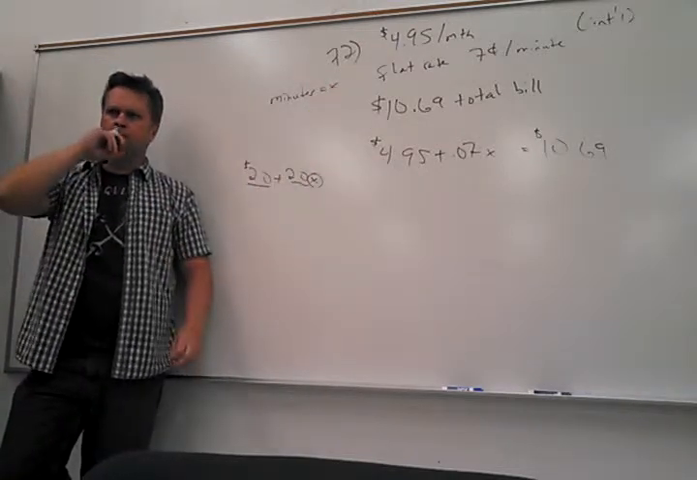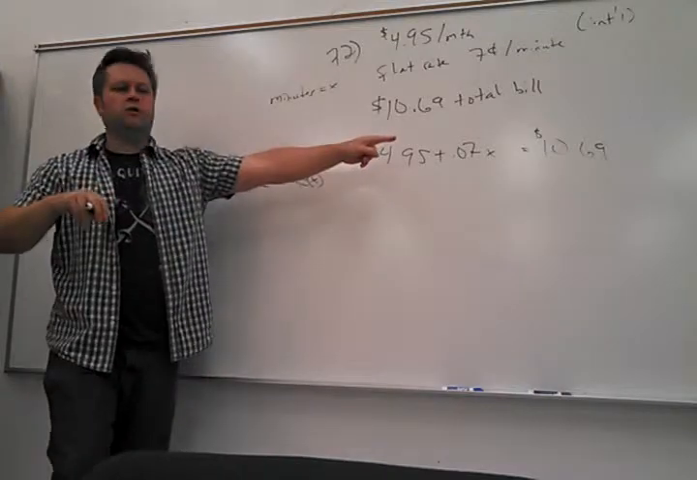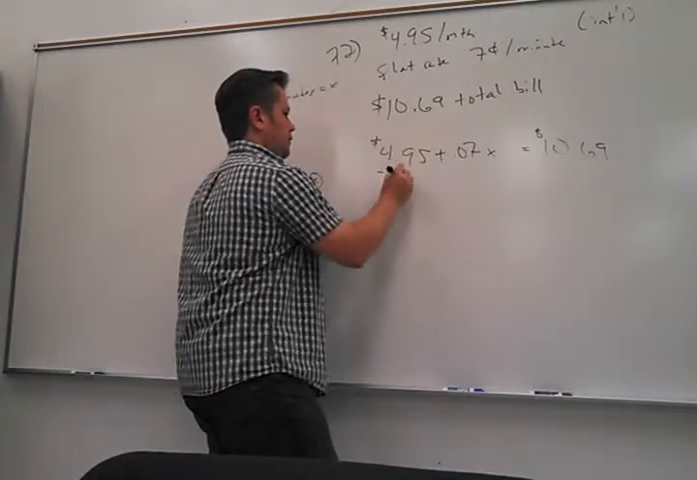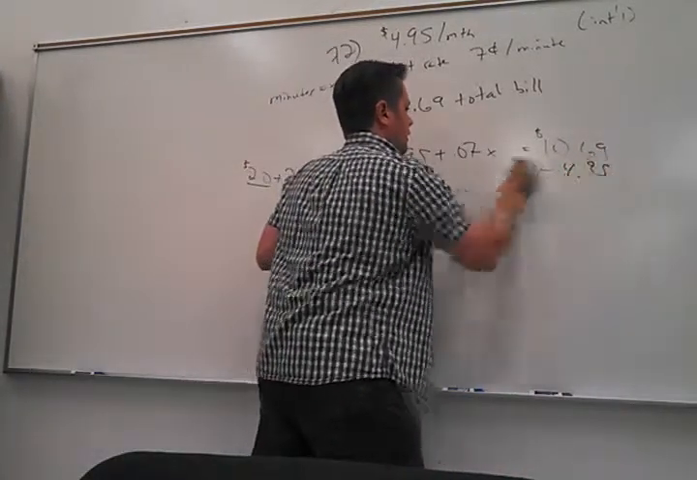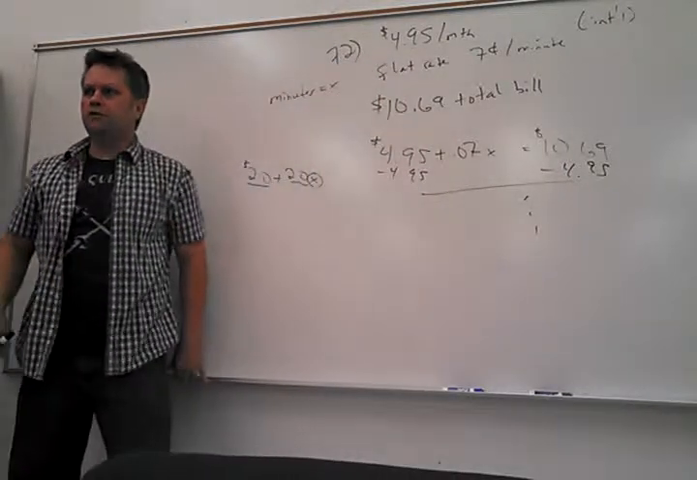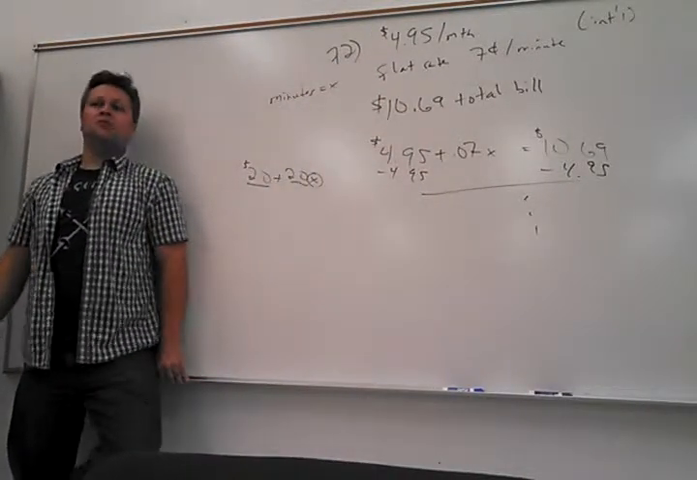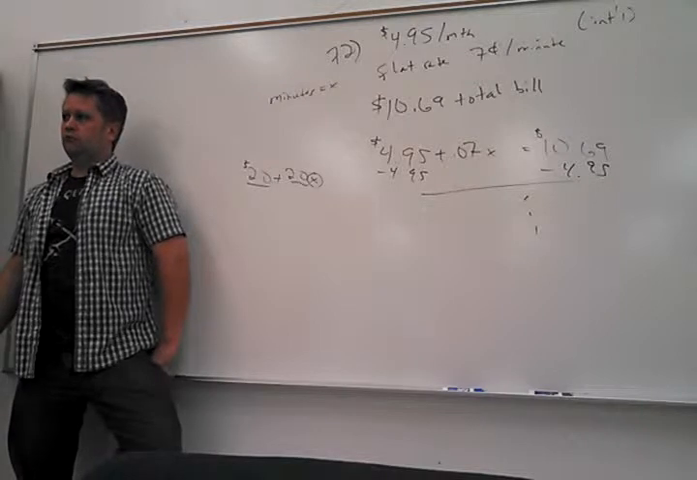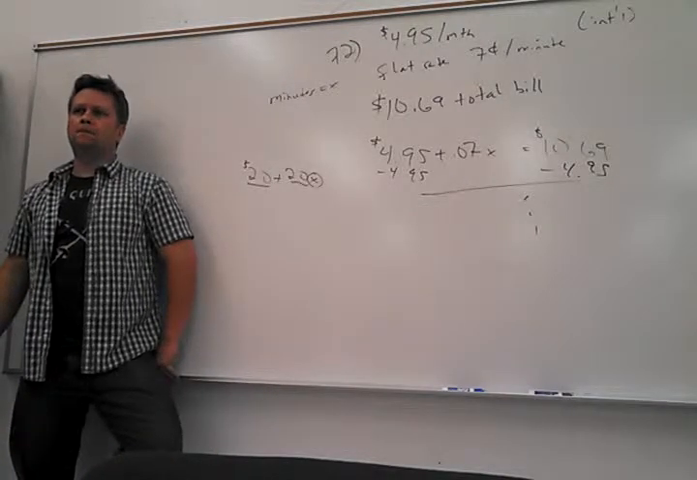Yeah, you subtract that 4.95 from the 10.69. Now you just start solving this. So you subtract 4.95. I'll let you guys finish that out. It's not too bad. Two steps and you're done. That should be the easy part, solving the equation we set up.